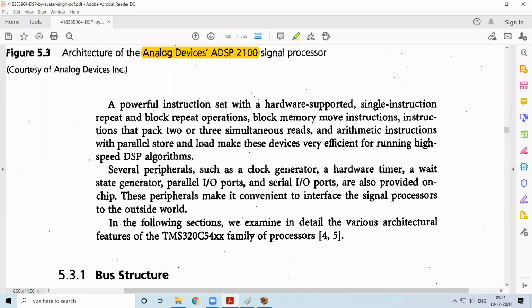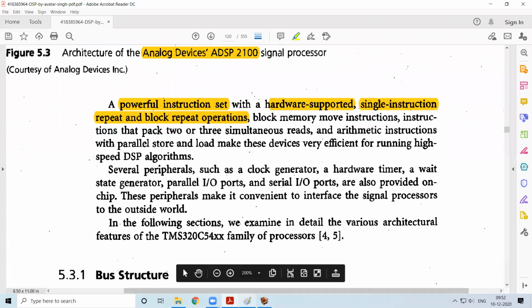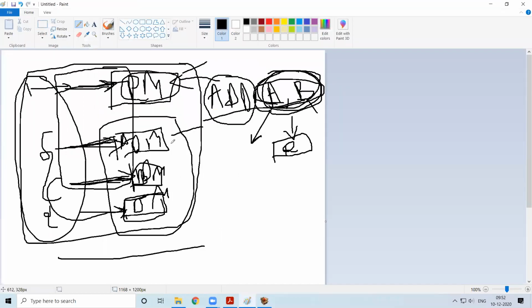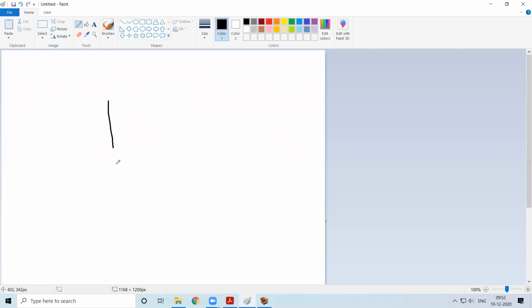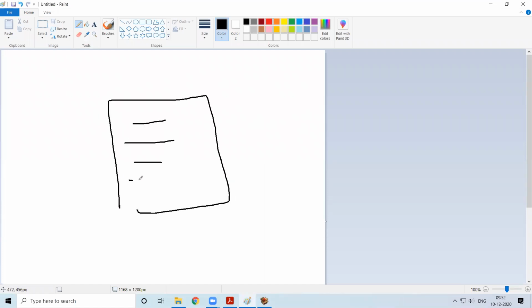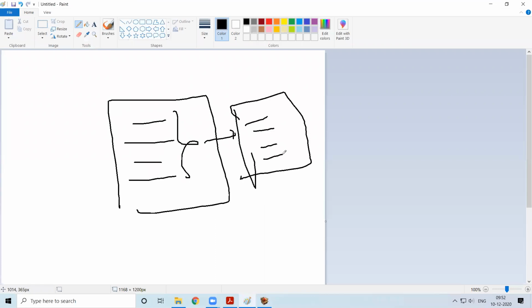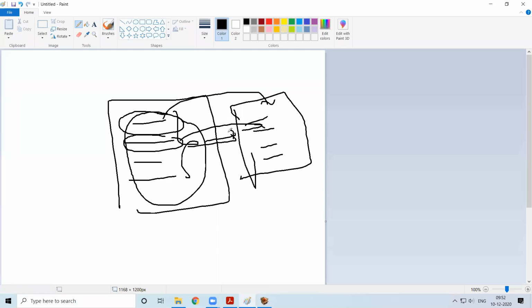So this is what I was specifying: a powerful instruction set, with hardware-supported single instruction repeat and block repeat operations. For example, say I have a certain block with n numbers, and I want to move all n numbers to some other location. In a microprocessor, one would be performed at a time. But using the powerful instruction set of a DSP, you can move this entire block to the other location in one instruction cycle itself.